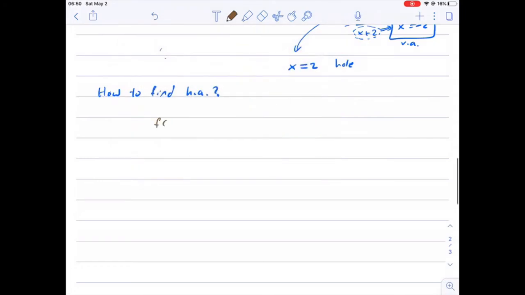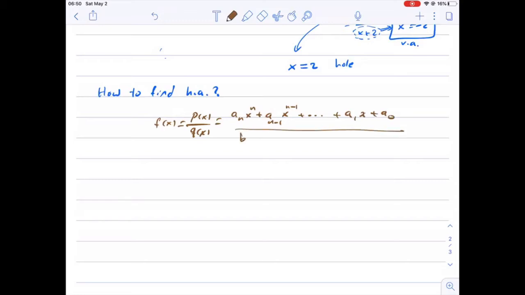If the function is f of x equals p of x over q of x, where p of x is a sub n x to the power n plus a sub n minus 1 x to the power n minus 1, up to a sub 1 x plus a naught, over another polynomial q of x, b sub m x to the power m plus b sub m minus 1 x to the m minus 1, up to b1 x plus b naught. Now those are polynomials.